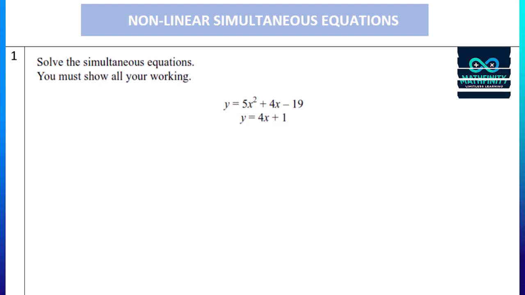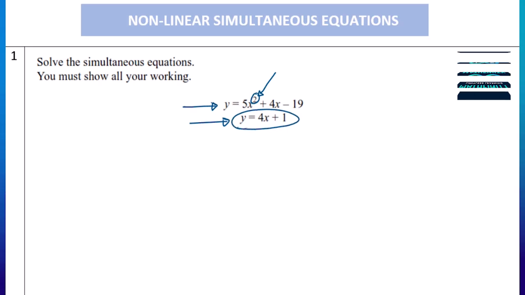In this question, they will give you two equations. One will be quadratic, like we can see here, the first equation is quadratic equation. Why I am saying this is quadratic? Because the highest power is 2. So this is quadratic equation. And one they will give you the linear equation. This one is linear because the highest power is 1. One will be quadratic equation, one will be linear equation.